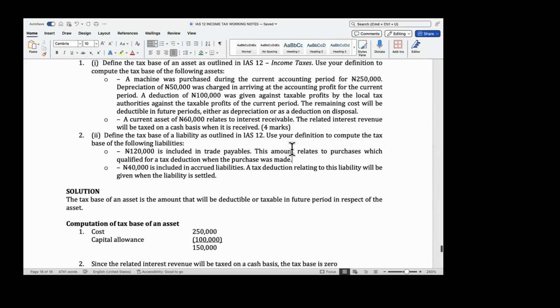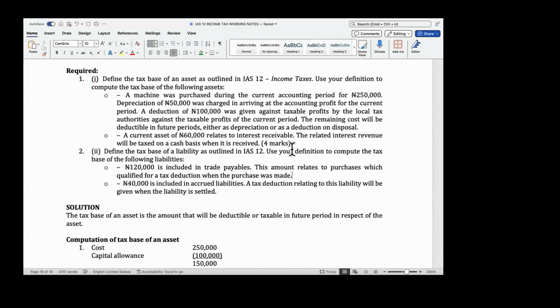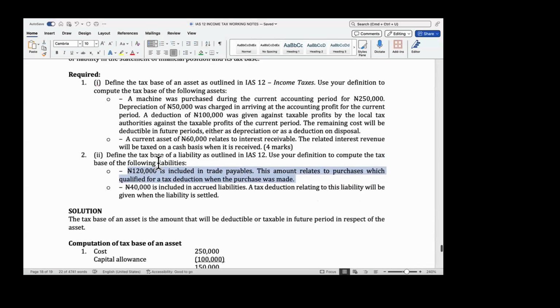Okay. So why are you assuming that the purchase was not made this year? So that means the purchase was made this year. If let's say the purchase was made in the previous year, that means it has already been deducted in the previous year. But here they said it's qualified for that deduction when the purchase was made. So we'll just assume that it was made this year and the taxman has captured it in his own books for the year.